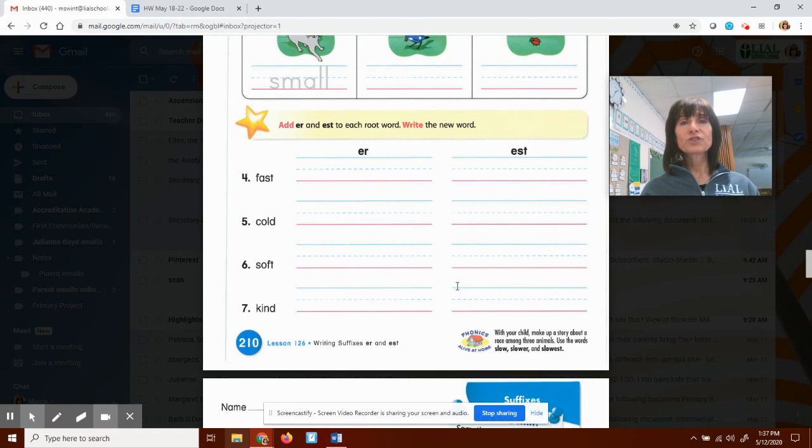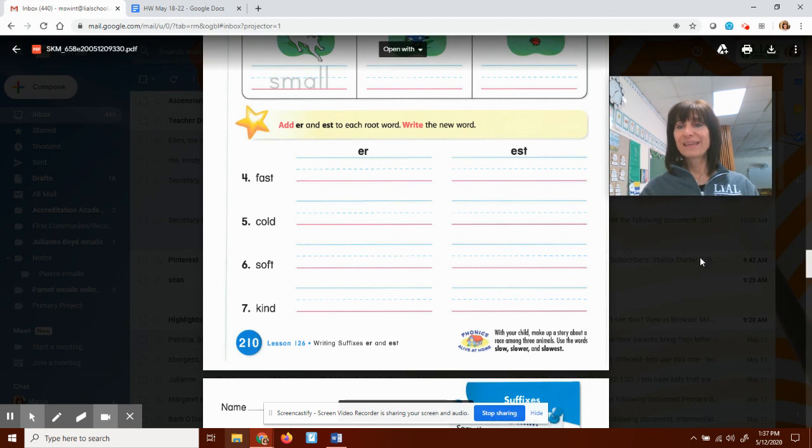Go ahead, finish this sheet, and then you're all set for today. So 210, 209.